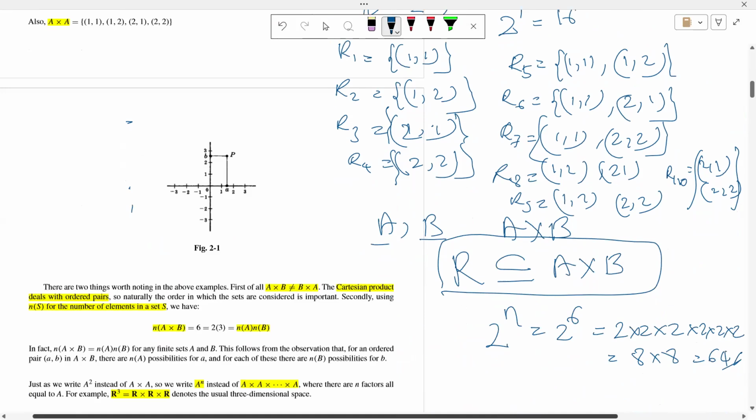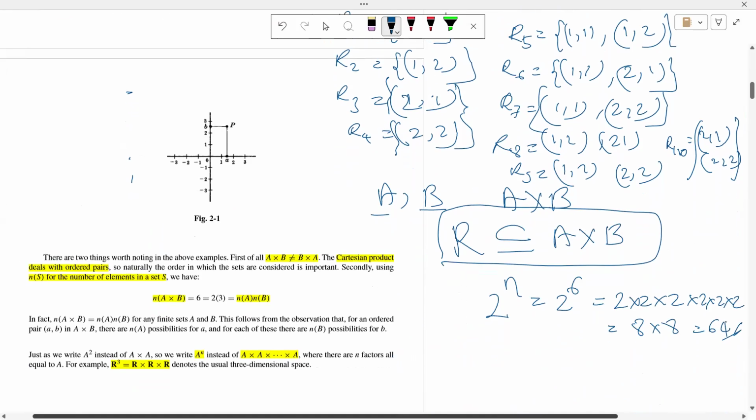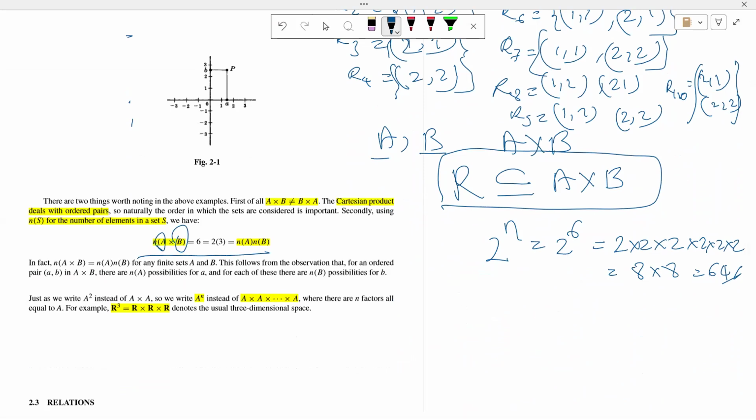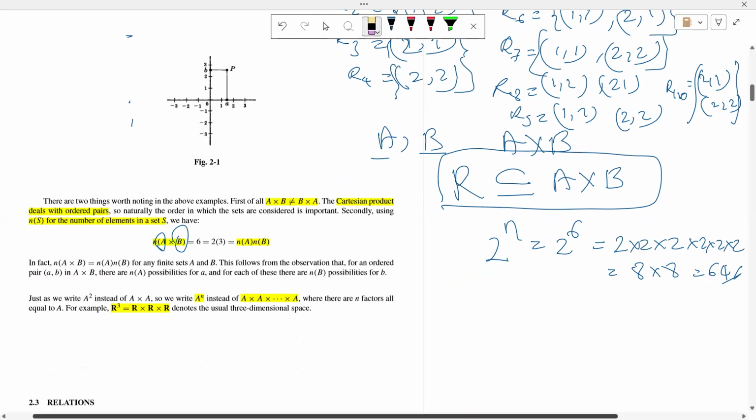Okay, now we will move to the next one. This part we already discussed, right? The number of elements in set A multiplied by the number of elements in set B gives us how many ordered pairs we can create for that cross product. So this is all R cube, which we also discussed.